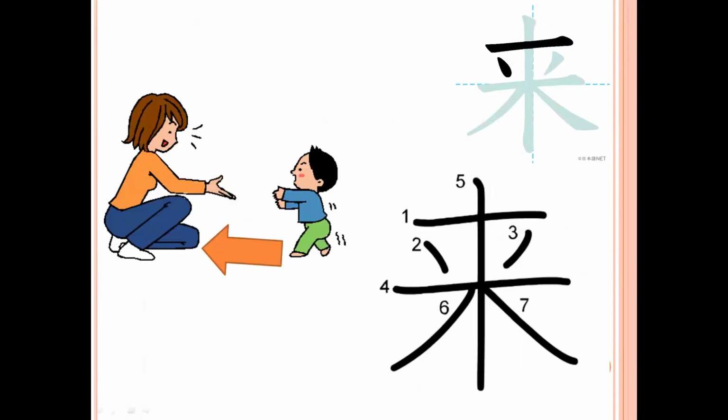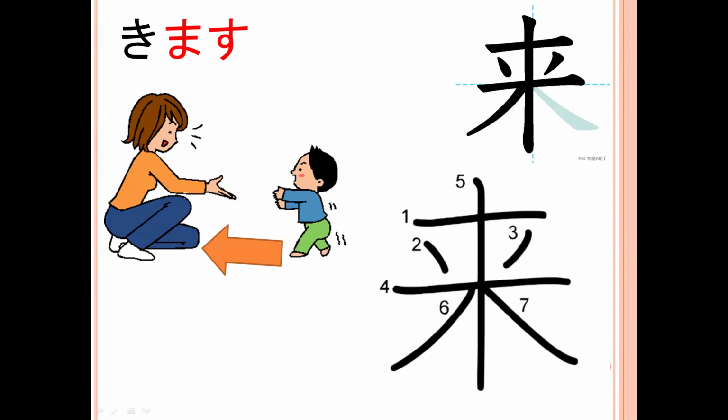Then here, the baby is coming towards the mother. The previous kanji is for going, and this is for coming. So kimasu is the Japanese verb, and the corresponding kanji is mentioned here. This particular kanji has totally 7 strokes, and the animation is given here. So this is the kanji for kimasu.